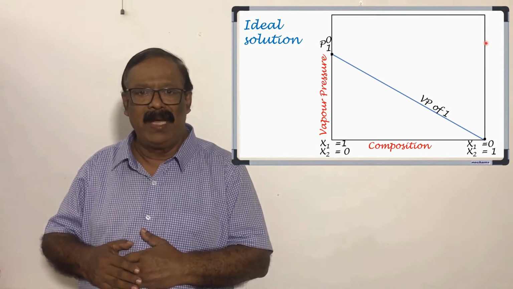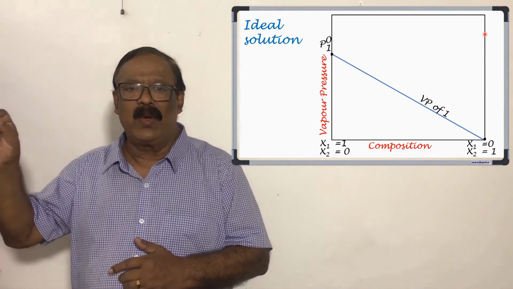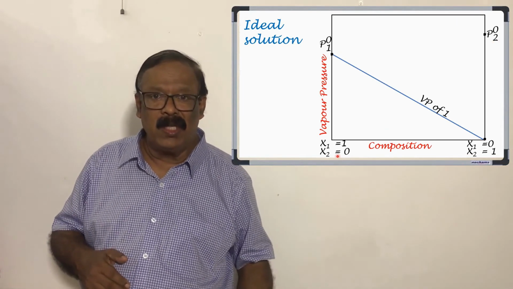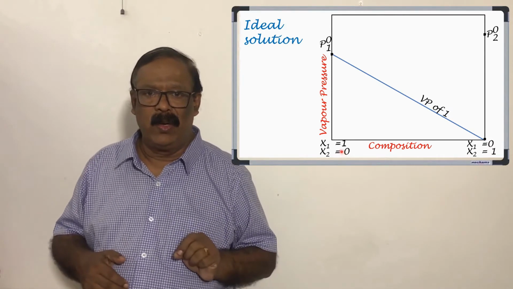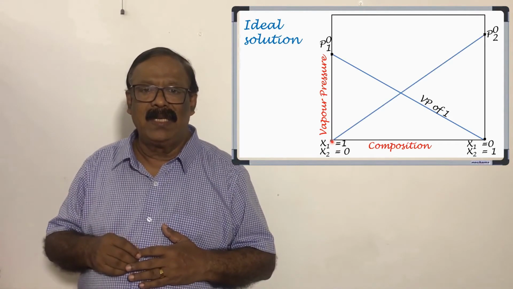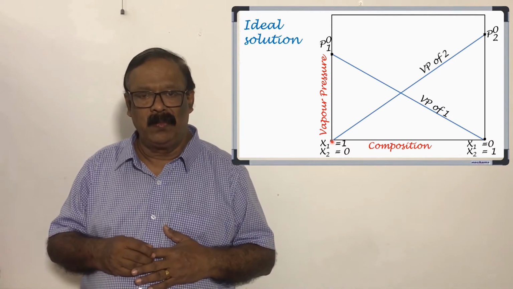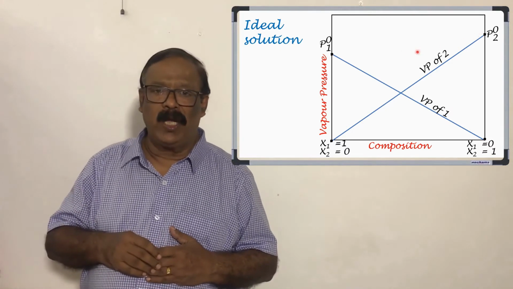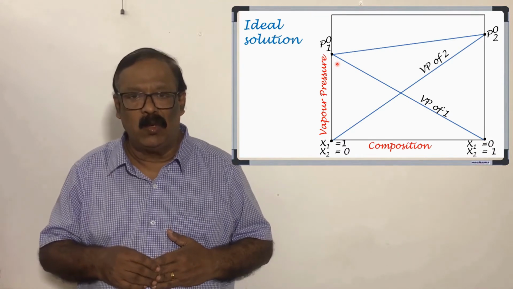This also you can have anywhere along the y-axis. Let it be here, and this value corresponds to P02. When x2 is equal to 0, there is no second component, so its vapor pressure will be 0. When these 2 points are joined, you get this line which represents the vapor pressure curve of component 2. When P01 and P02 points are joined, you get a line corresponding to the vapor pressure of the solution.